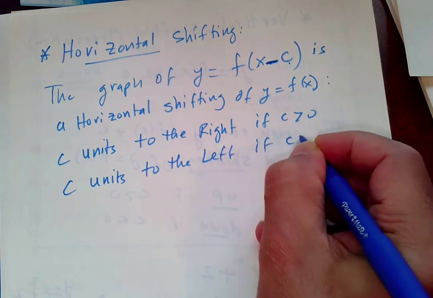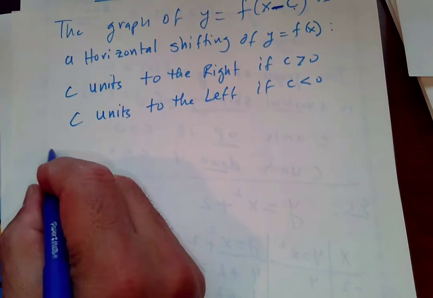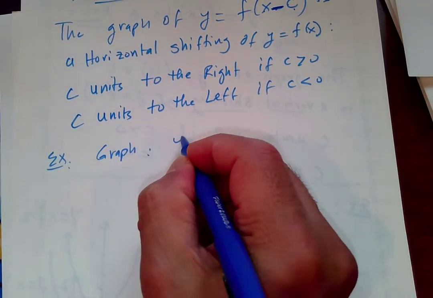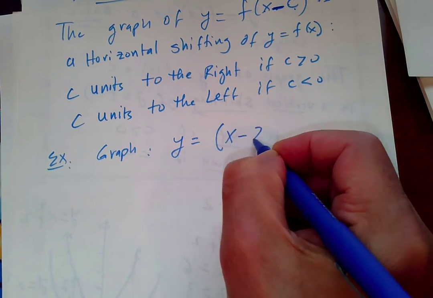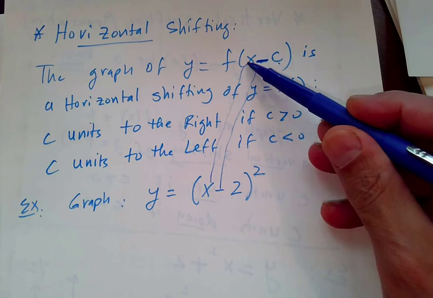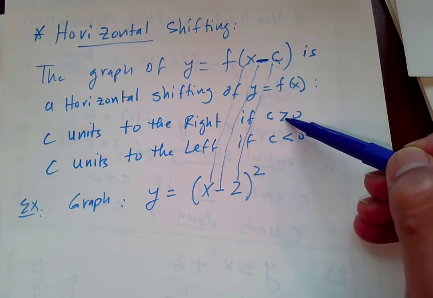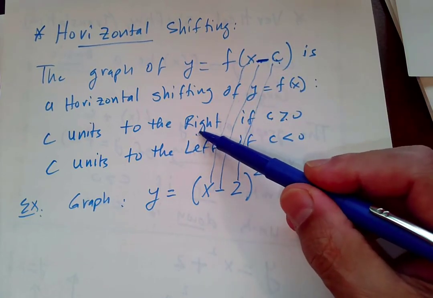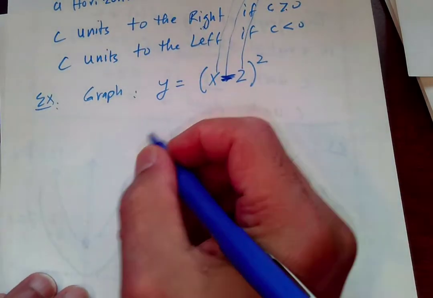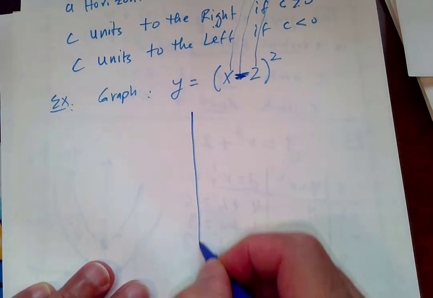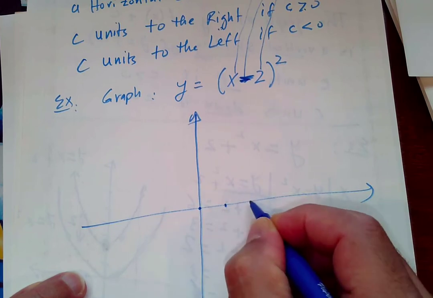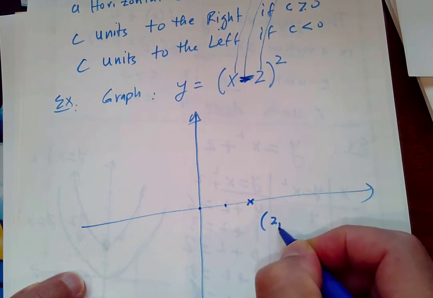if C is negative. For example, if you want to graph y equals, you can see the minus 2 is inside the parentheses. So if you compare this with that, the 2 is C. So C is positive, so we expect this to move to the right, even though you have a minus there. Okay? And you can see what's going to happen. So the basic graph starts at 0, 0. It's going to move 2 units to the right. So this is your main point, the vertex.